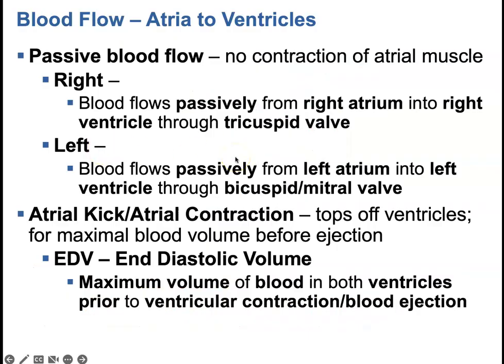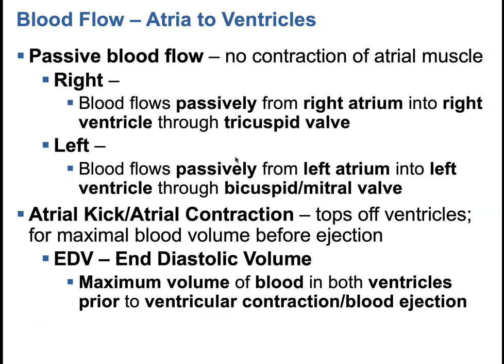When you look at what happens as the blood returns to the heart, we have something called passive blood flow. What that means is that the blood is passing from the right atrium into the right ventricle and from the left atrium into the left ventricle through their respective valves in a passive way, which means that the heart muscle is not contracting. Specifically, the atria are not contracting and they are relaxed.